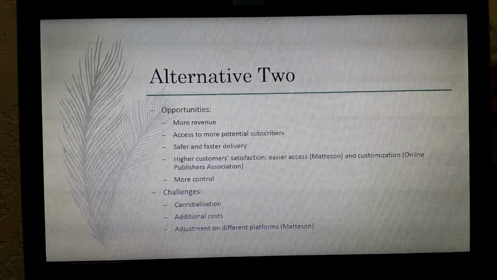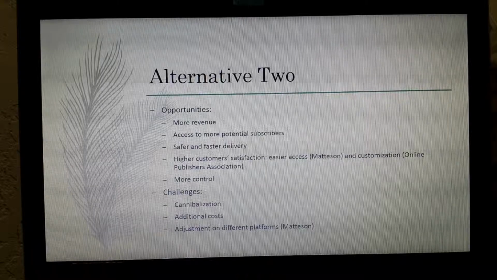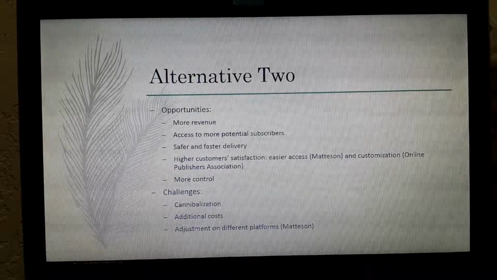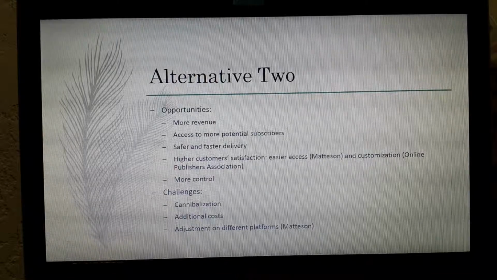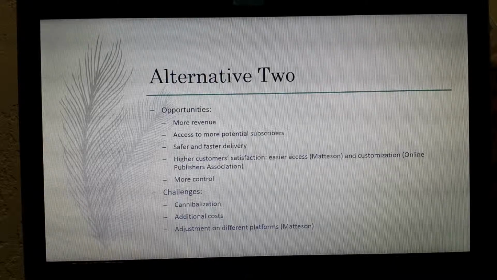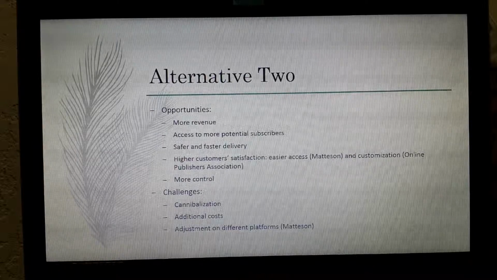Nevertheless, this alternative also leads to the problem of cannibalization. At the same time, the organization will incur more cost on managing its website and offering digital subscription. One problem reflected in Scott Mendelson's article is worth mentioning here. The ASIB should consider how to adjust its website to better display on different platforms.